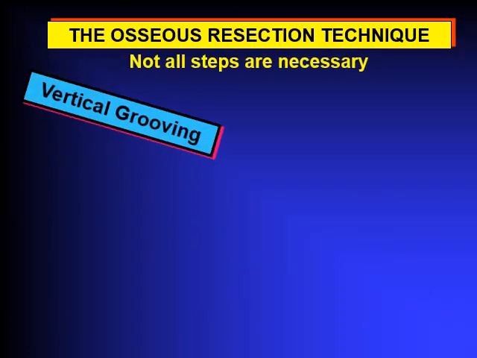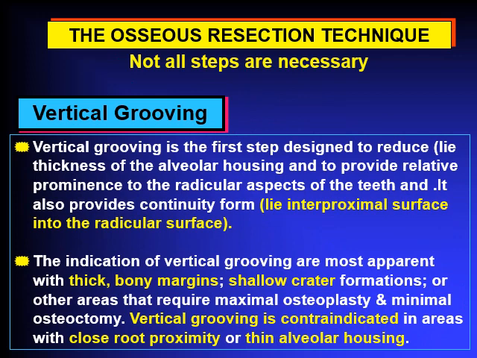Now, what are the osseous resection techniques? We have 4 steps. Number 1, vertical grooving. Number 2, radicular blending. These 2 steps are purely osteoplasty steps. Number 1, the vertical grooving. I will show you how it is done in the following diagram.